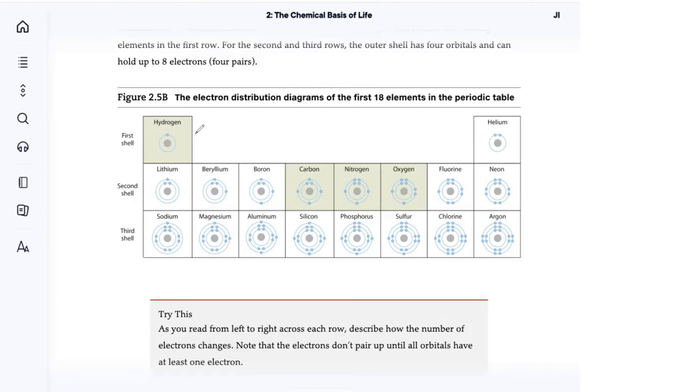If we're looking at hydrogen, remember hydrogen is atomic number 1. There's only 1 electron, and that 1 electron is going to go into the first orbital. Helium, He, has 2 electrons, and its electron cloud is complete. Notice that when we get to helium, we've got 2 out of 2. In other words, we've got a complete electron shell.